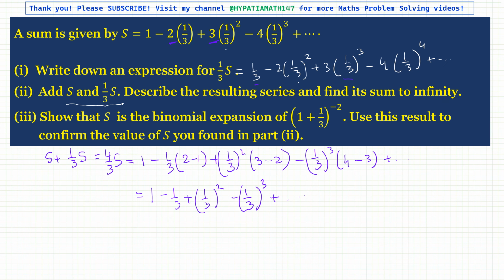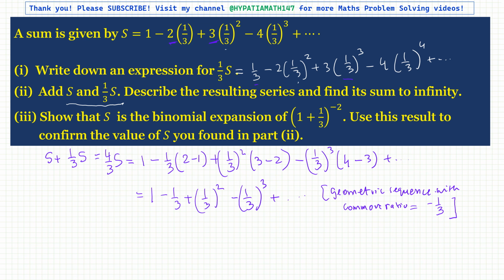So what we get is a geometric sequence with a common ratio of minus 1/3. That's why the square terms are positive. Common ratio equals minus 1/3. Okay, so that is the resulting series.